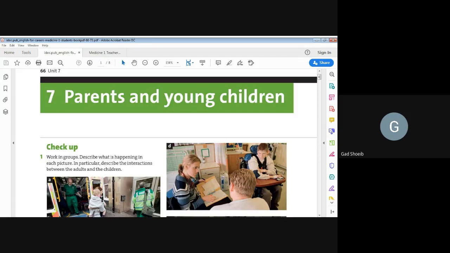So we have in exercise one a group of pictures: A, B, C, D, and E. The first question is a checkup. Work in groups. Describe what is happening in each picture. In particular, describe the interactions between the adults and the children. What do you think? Let's talk about each picture. Picture A. What can you see? What's happening in picture A?